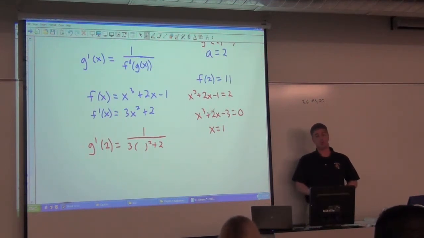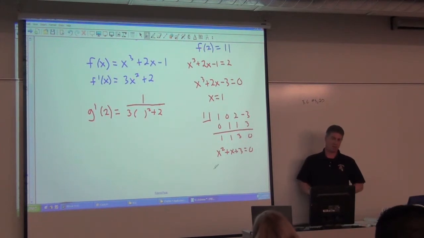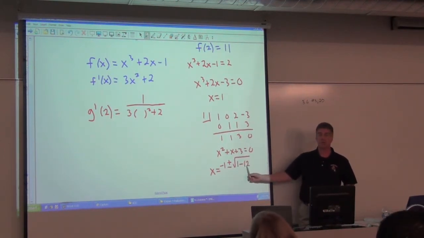All right, then I'm thinking the other two are probably complex, imaginary ones. But we could always do synthetic division real quick just to check this. I could do 1, do it into 1, 0, 2, negative 3. This becomes 1, multiply. This becomes 1, multiply. 3, 0. Since that's already x cubed, this would be x squared plus x plus 3. If we tried to solve this with the quadratic formula, we'd get the opposite of b plus or minus the square root of b squared minus 4ac. We have the square root of a negative number. So 1 is the only solution.